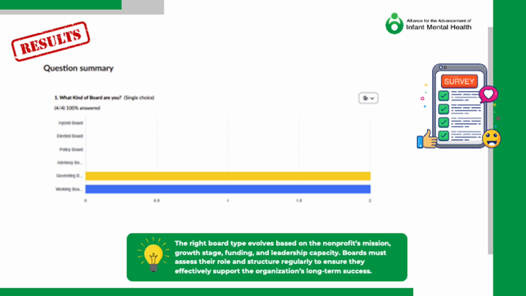There was no right or wrong answer. It was just to help you get a test to see where people are. The right type of board evolves based on your mission, your growth stage, your funding, your leadership capacity. Boards must assess their role and structure regularly to ensure they're effectively supporting the organization's long-term success. So that might be where you are, and that might be a good place to be. Any thoughts?